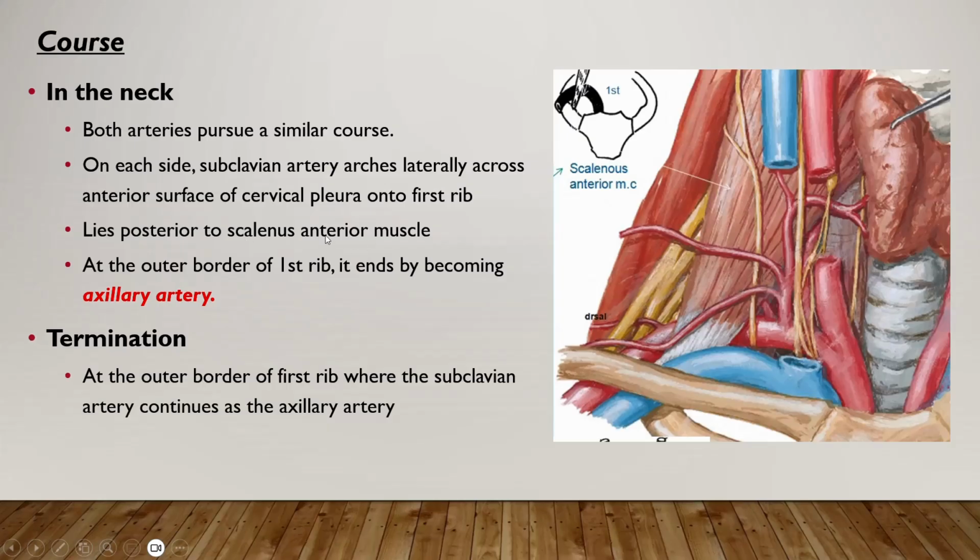It lies posterior to the scalenus anterior muscle. Can you see this muscle? This is scalenus anterior. At the outer border of the first rib, as I have already mentioned, it continues as the axillary artery. And what is the termination? At the outer border of the first rib, the subclavian artery continues as the axillary artery.